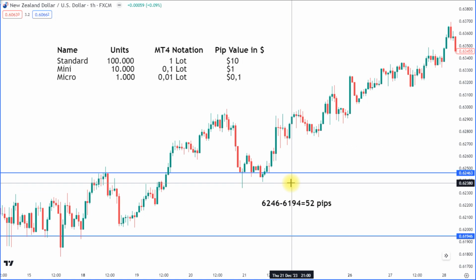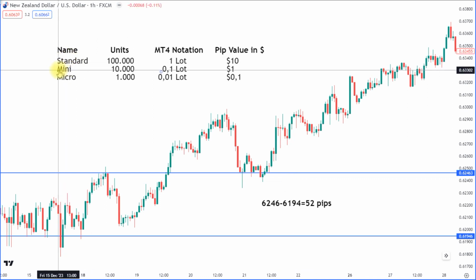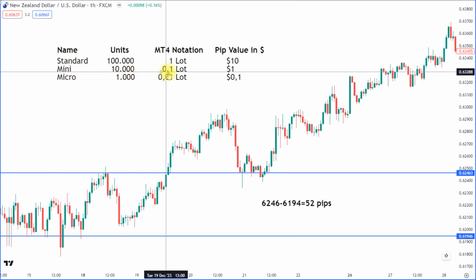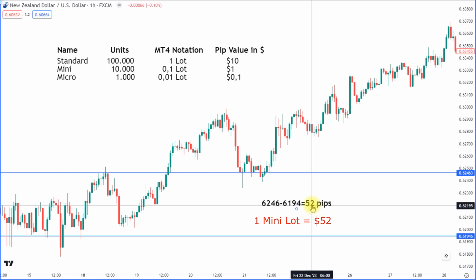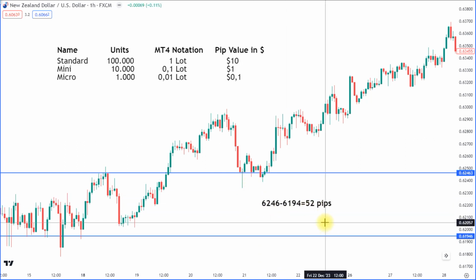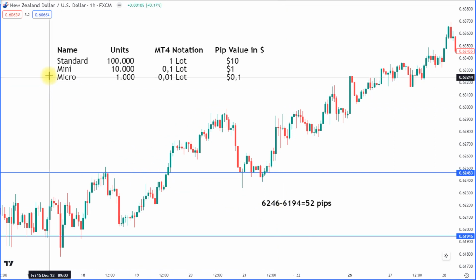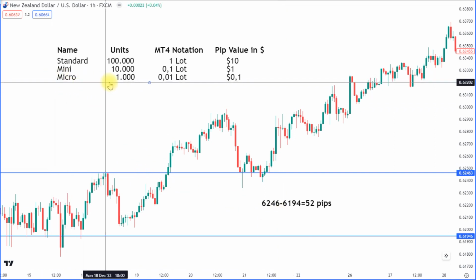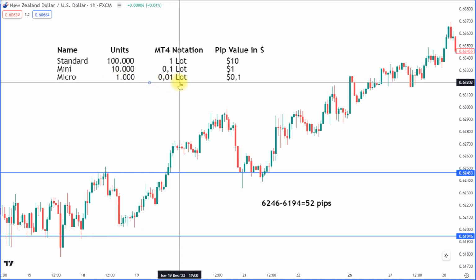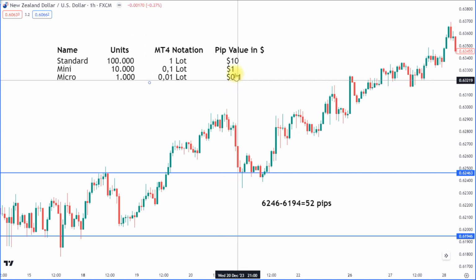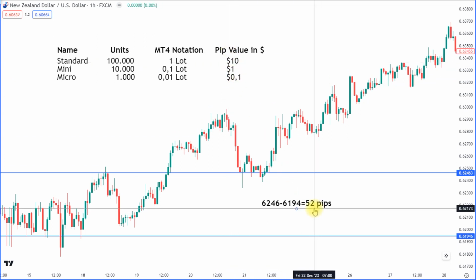But for those who have smaller accounts or want to risk less, there are more options. One is the mini, which is 10,000 units and is 0.1 lot. This means we're moving $1 per pip. So in this case, the risk would be $52. But there's of course one more option to go even lower in risk, and this is the micro, which is 1,000 units and is worth 0.01 lot. So we're moving $0.1 per pip. In this case, it would be $5.2 that we are risking.